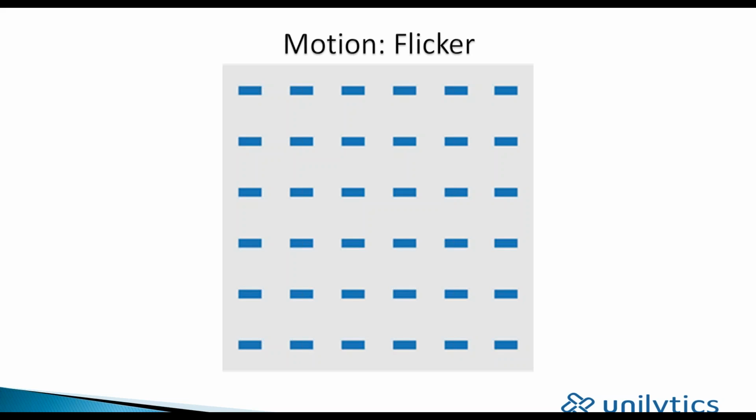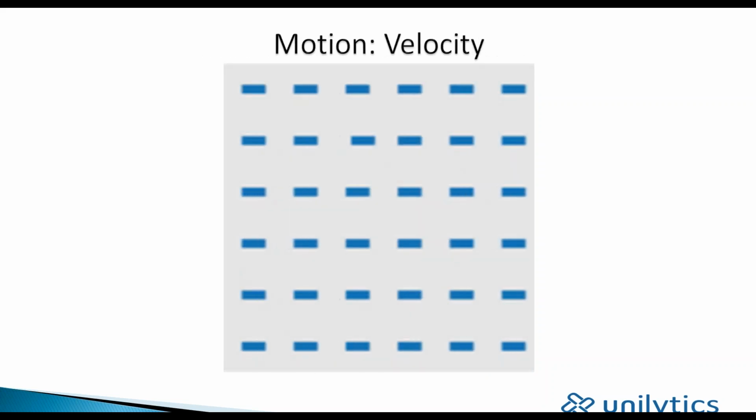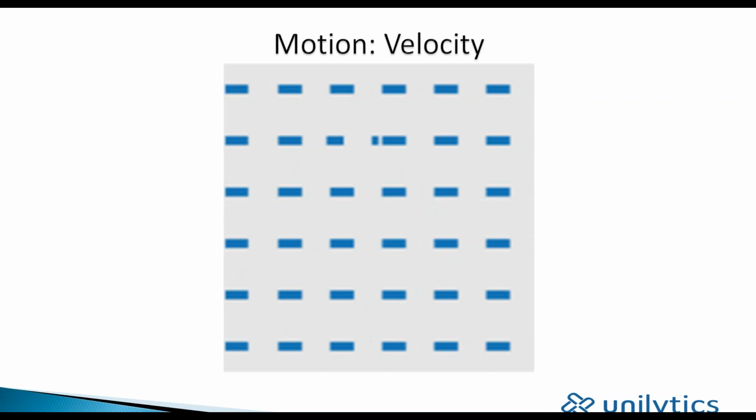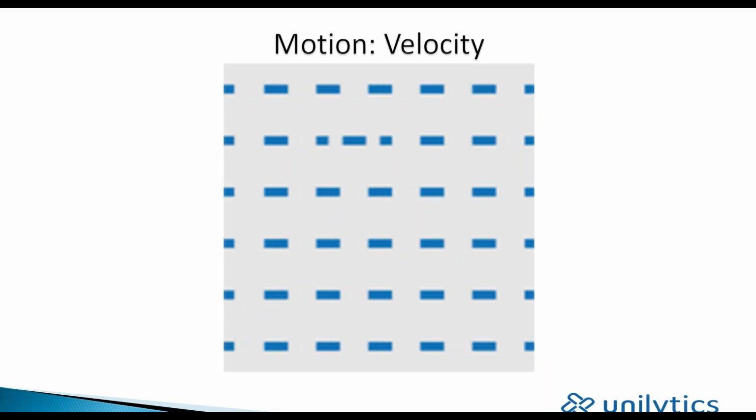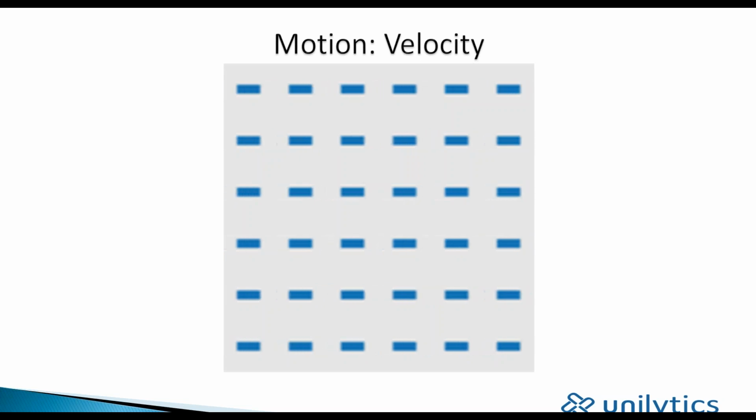We then have flicker. Your eyes are attracted to the things that are moving or changing. We have direction of motion. When things aren't uniform, direction of motion is pre-attentive. And lastly, velocity. We can see that some things are moving faster than other things. So everything I just showed you are all of the pre-attentive features.